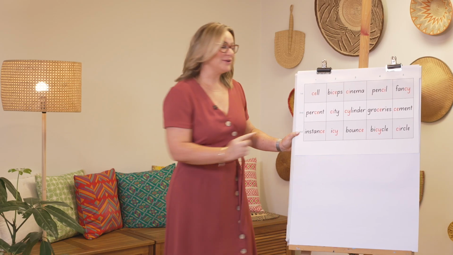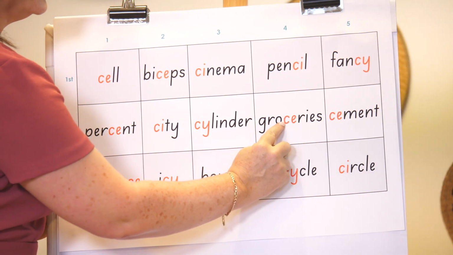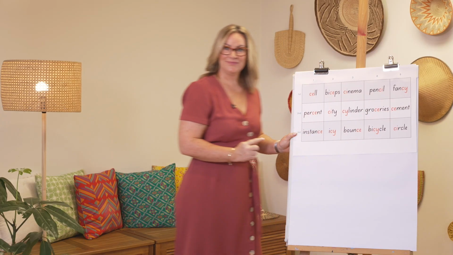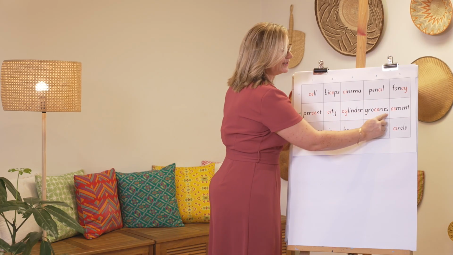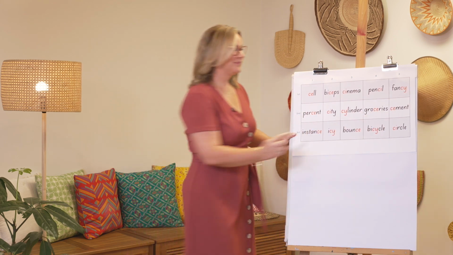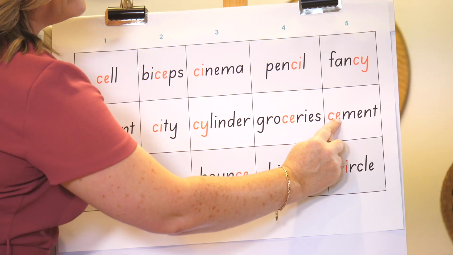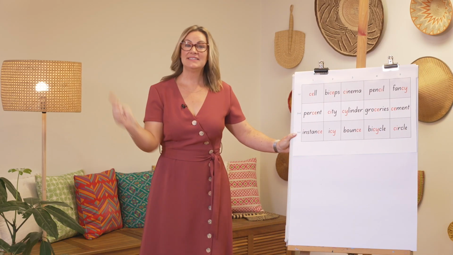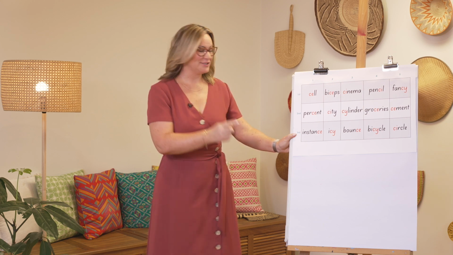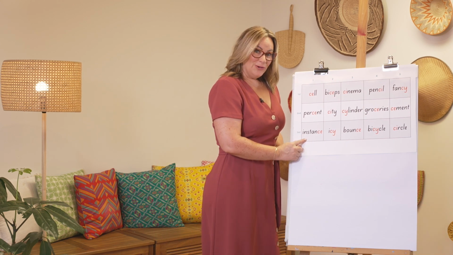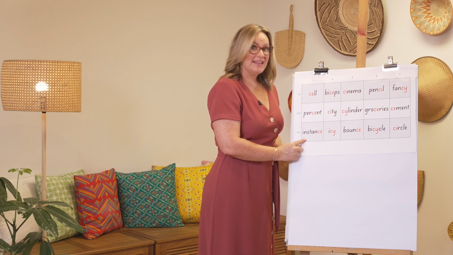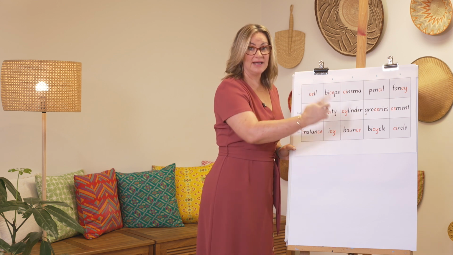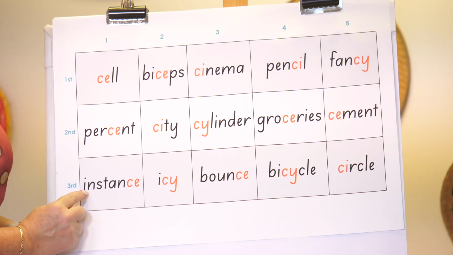Another multi-syllable word. Groceries. Groceries. Put it together. Groceries. Last one. Cement. Word is cement. Excellent. Last row. Say in your head, then let's just say the whole word together. You can be breaking it up into its syllable parts and then bringing it together.